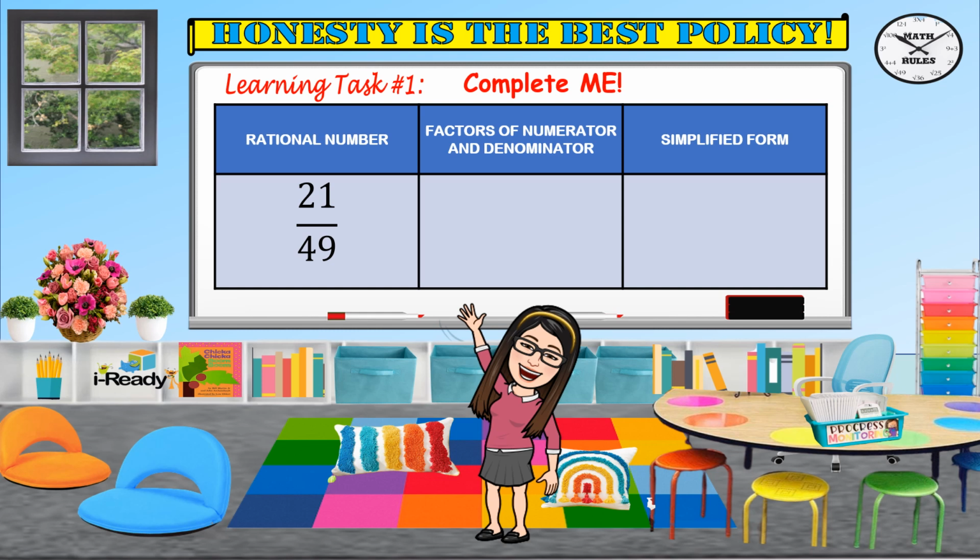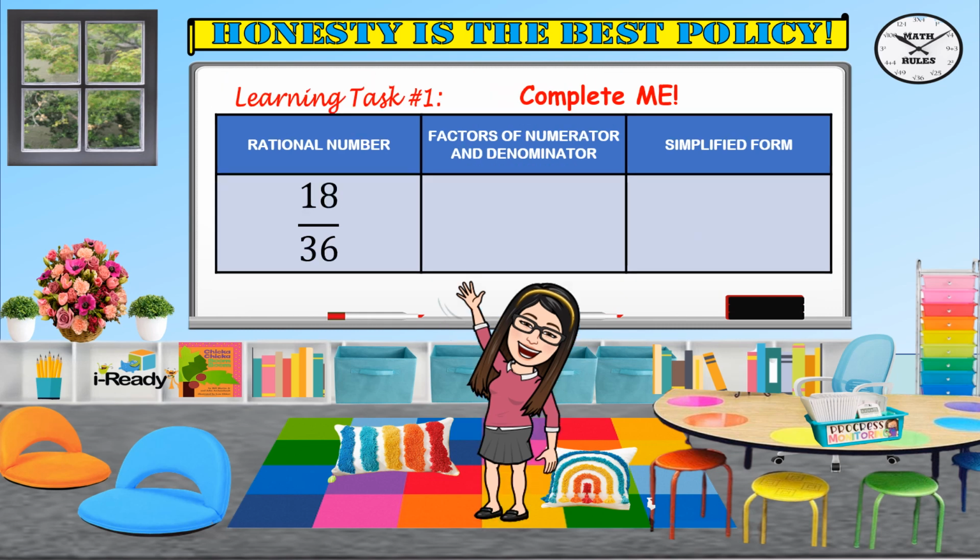Given the rational number 21 over 49, we are going to factor it by 3 times 7 and 7 times 7. And after that, you just cancel the common factors between numerator and denominator, and the remaining factors will be the simplified form of our rational number, and that is 3/7.